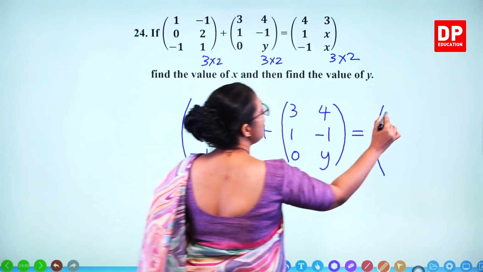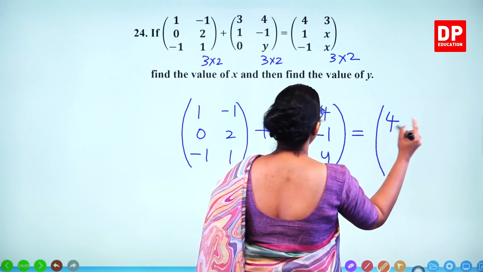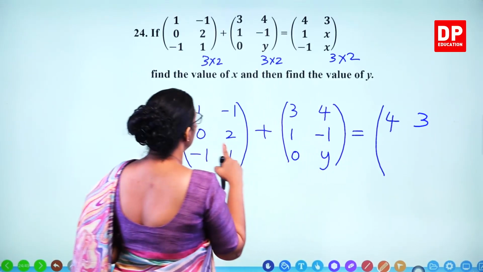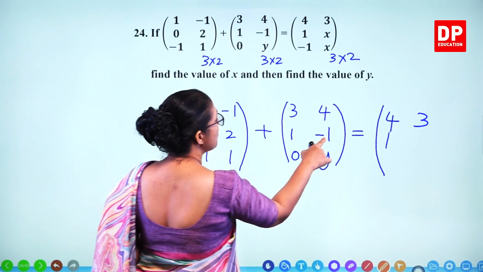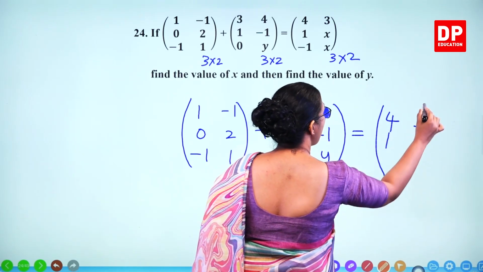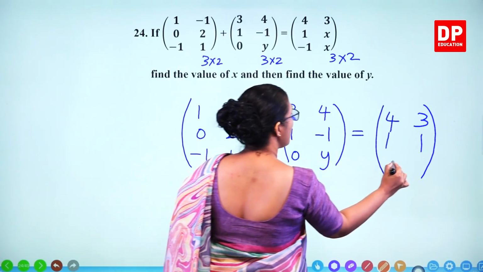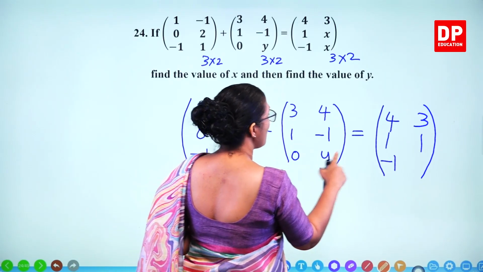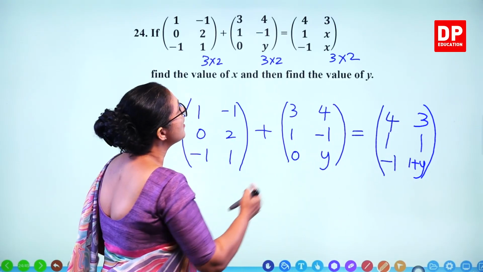1 with 3, you get 4. Minus 1 with 4, 4 minus 1, you get 3. 0 with 1, that's 1. 2 with minus 1, 2 minus 1, you are getting 1 here. Minus 1 with 0, minus 1. 1 and y, that's 1 plus y. So this is equal to this one.